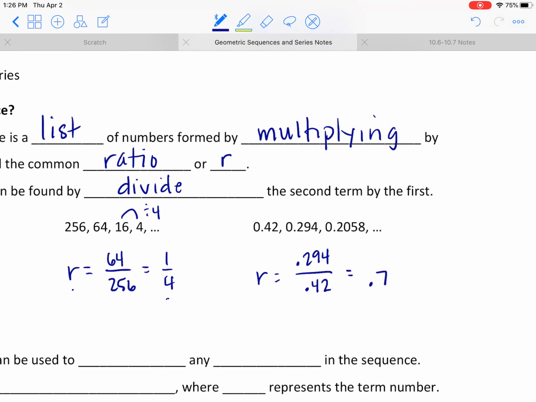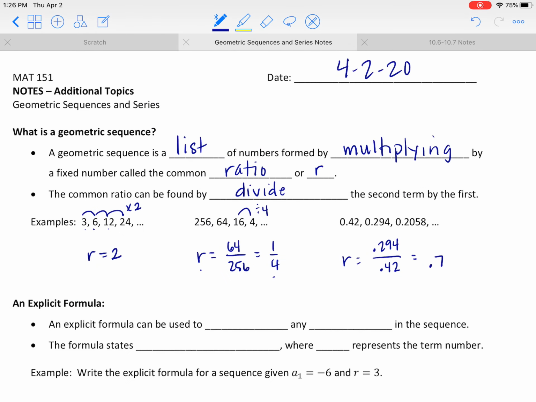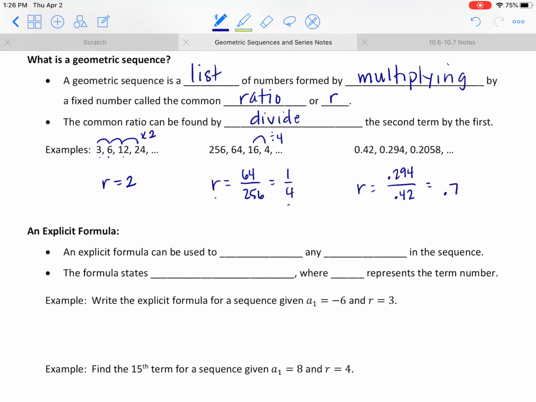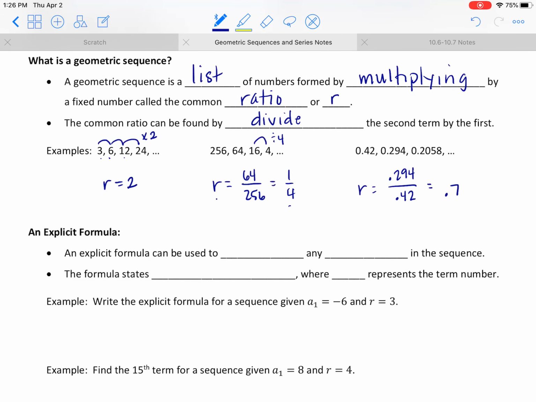And if I multiply by 0.7 again, then it takes me to the next number, 0.2058, and that's how the list would continue. Okay? So in a geometric sequence, we're multiplying by the same number to get from one term to the next, or dividing, which is multiplying by some fraction or decimal.